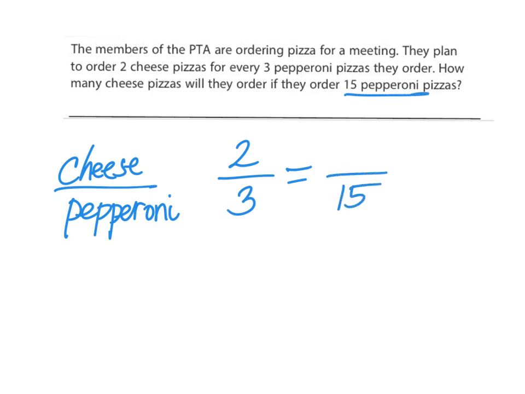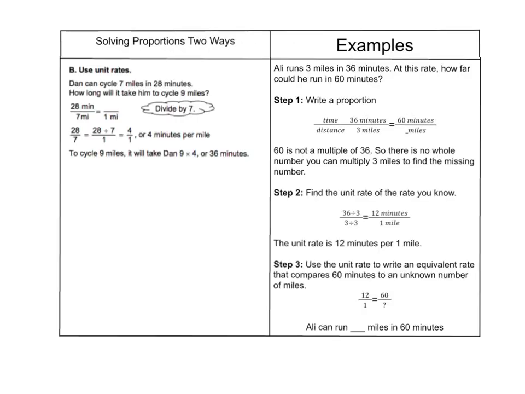So we know they want to order 15 pepperoni pizzas. So we are going to use multiplication to figure out that unknown number, how many cheese pizzas they're going to order. So we can think 3 times 5 gets us to 15. So we're going to do 2 times 5. That will be 10. So they're going to order 10 cheese pizzas.